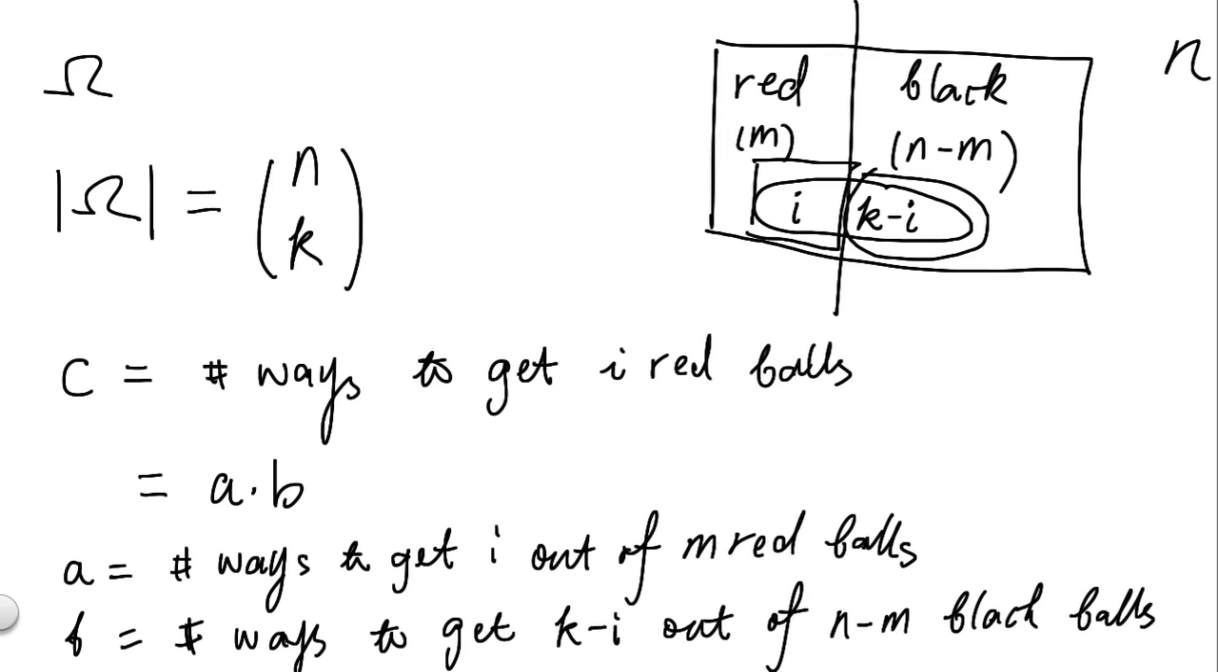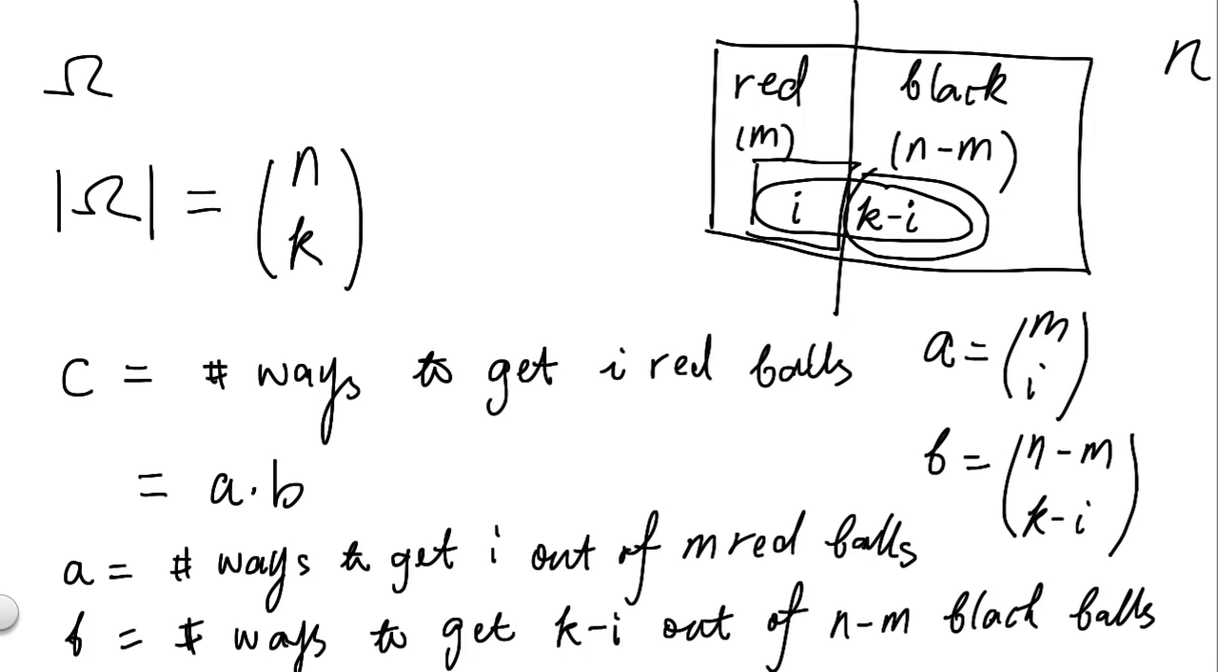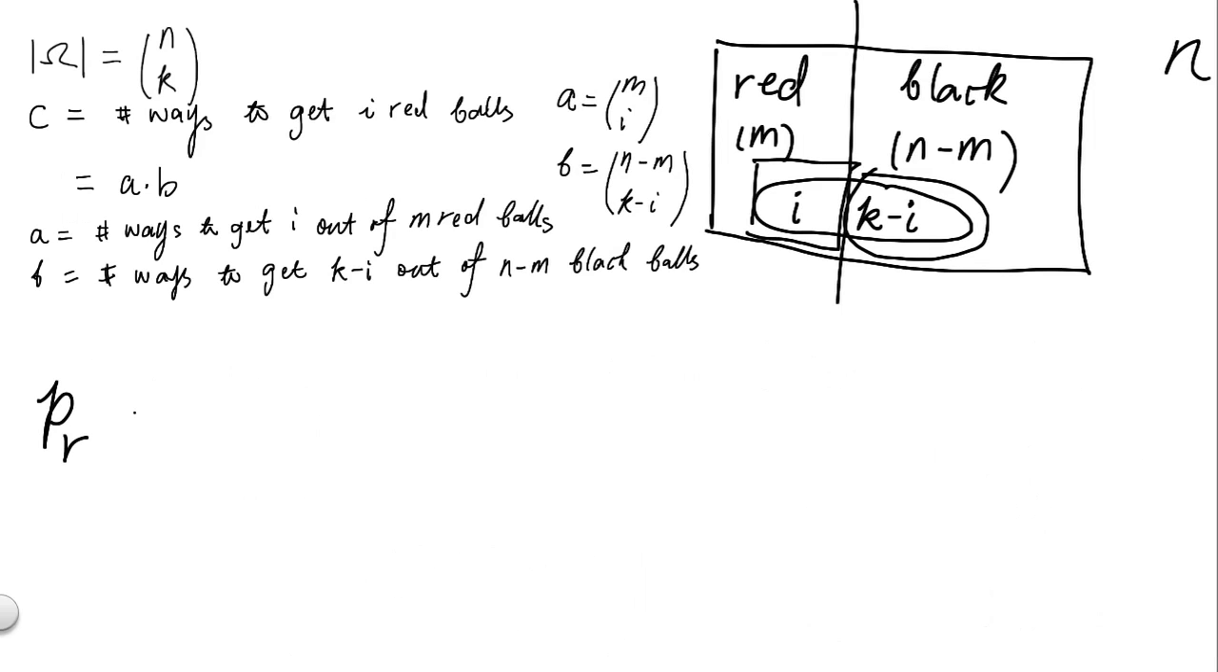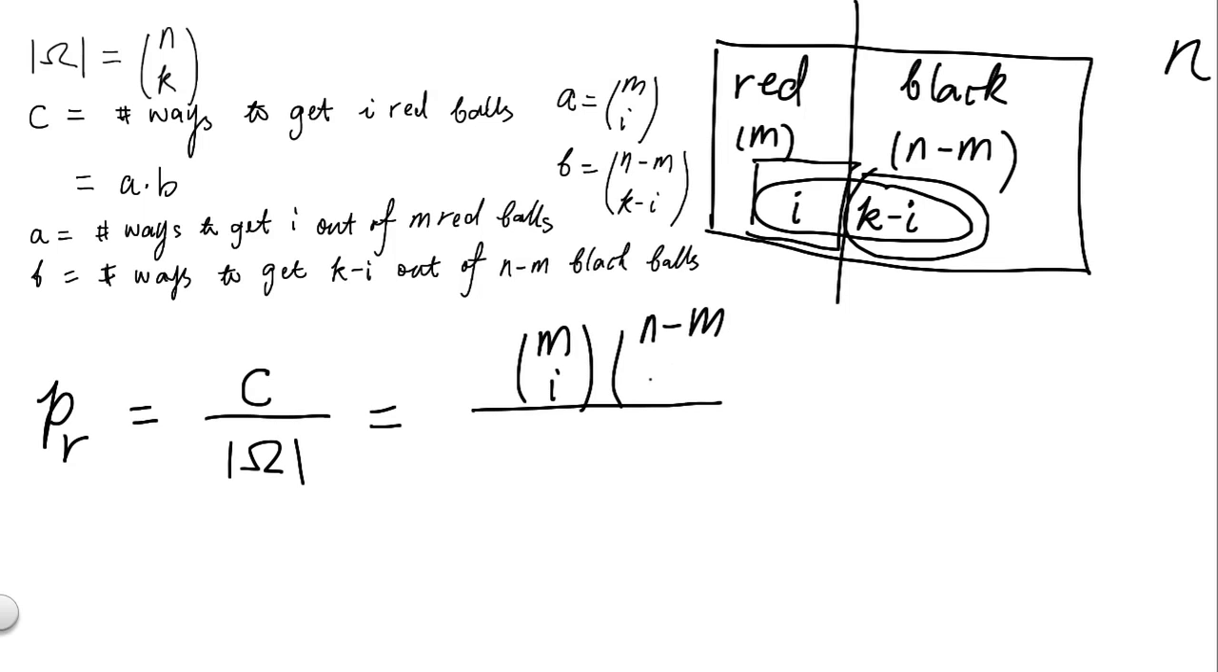To compute what these numbers are, we see that A is equal to m choose i, the number of ways to get i red balls, and B is n minus m, the total number of black balls, choose k minus i, the balls that are not red within those k balls. Now putting everything back, we have PR, the probability we set out to compute, is equal to C, the size of the event, divided by the size of the entire sample space. From the previous calculations, we know that C is equal to A times B, which is then equal to m choose i times n minus m choose k minus i. And on the denominator, we have the entire sample space, which is of size n choose k. And that completes our derivation.